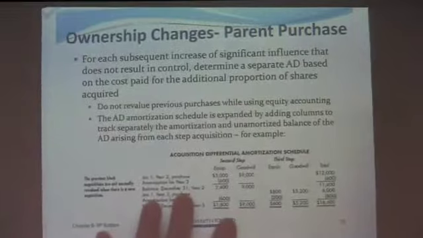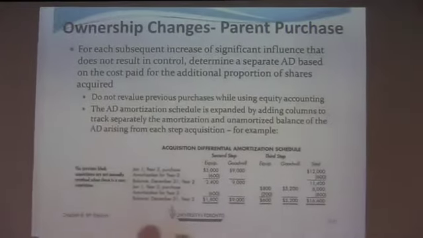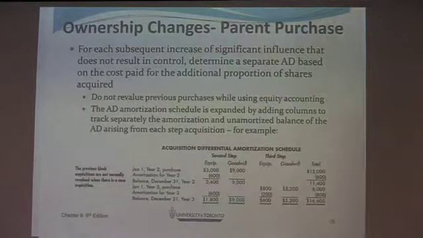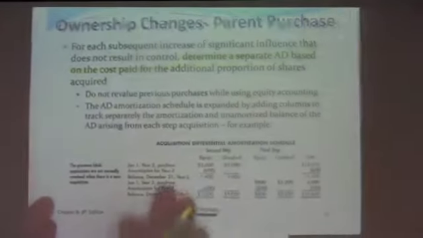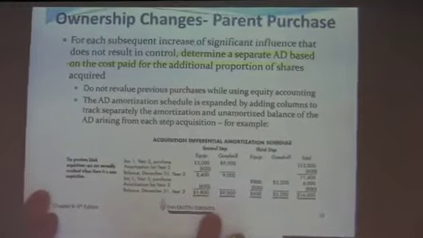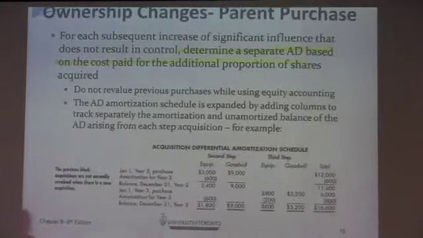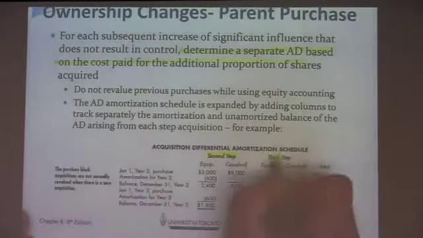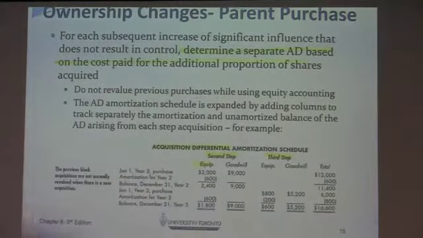Now, for each subsequent purchase and subsequent increase of significant influence that does not result in control, we need to calculate a separate AD based on the cost paid. Essentially, we need to calculate a separate AD on each portion. That's what I've got here, and this is a good example of that. This example is in your textbook, and you'll see that we have our second step purchase and our third step. We keep the AD separate for each purchase.